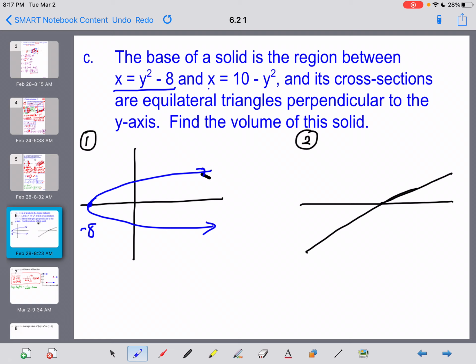The second one, x is equal to 10 minus y squared, is also a sideways parabola, but this one opens in the opposite direction because y squared is negative, and its x-intercept is now a positive 10. So of course I had to make this a little asymmetrical here. There's 10. And this sideways parabola is probably going to look something like this. Okay, guys, and there in the middle of that region, we have the concrete base that we're going to pour.